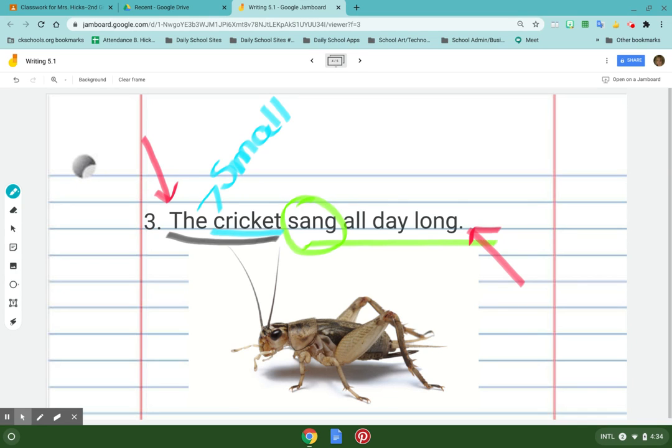So then I read it to somebody. I say, hey, Mom, come on over. And I go, the small cricket sang all day long. And she goes, whoa, great sentence. I turn it in, or I have my teacher look at it when we get back to school.